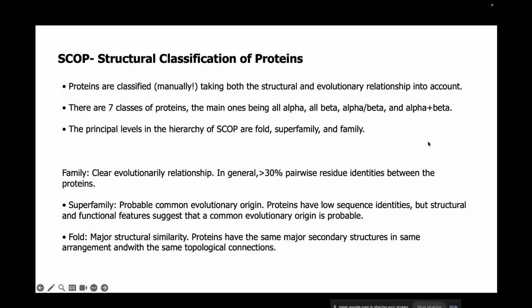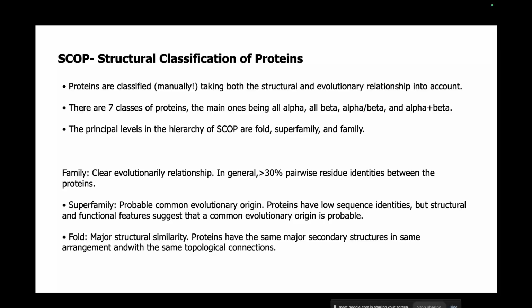Now we come to different possible classifications of these proteins based on these structures, and also databases that are formed based on this. So SCOP is one such classification parameter. It is the structural classification of proteins. These are classified manually, taking into account both the structural and evolutionary relationship, and they give 7 classes of proteins. So one will be all alpha, one will be all beta, and there will be alpha beta, beta alpha, and alpha plus beta. So basically, different combinations of these alpha and beta secondary structures, and what the tertiary structure is actually made of, right?